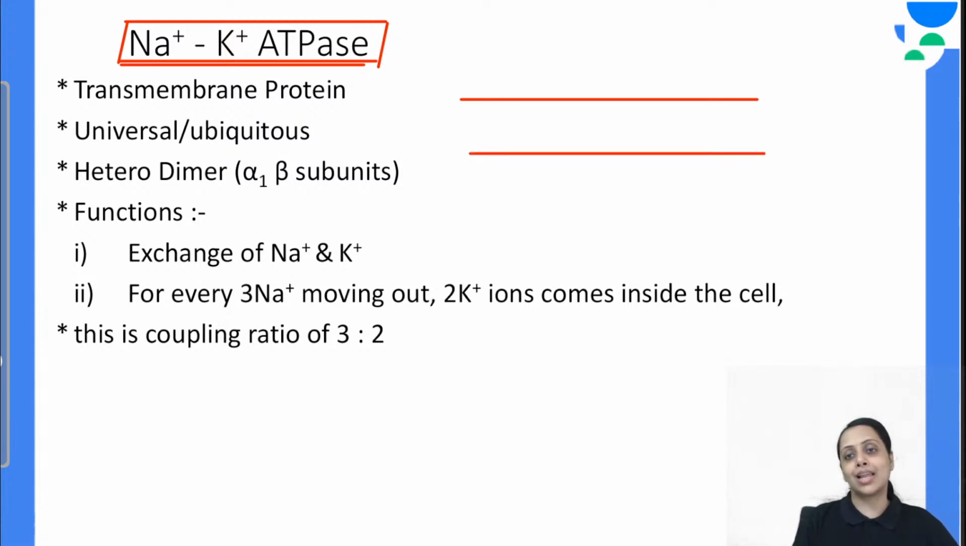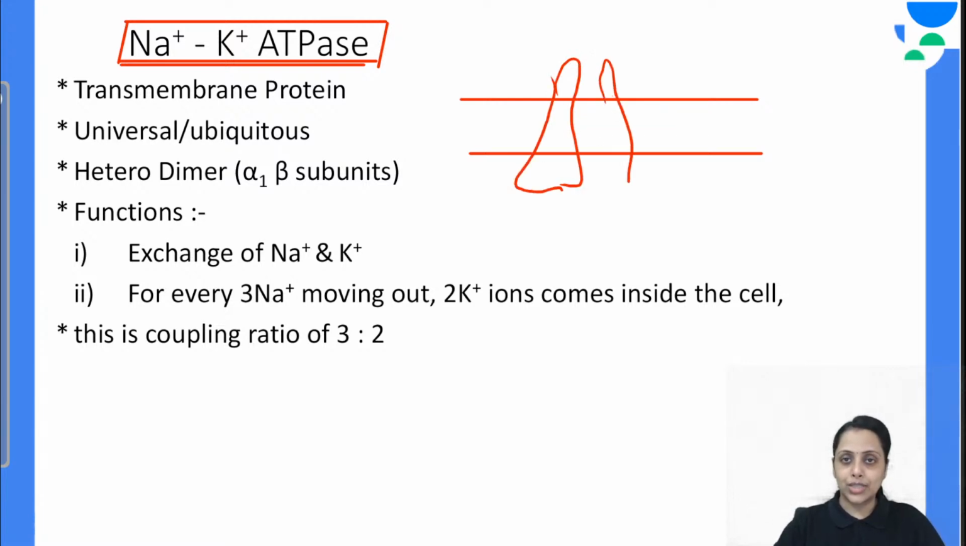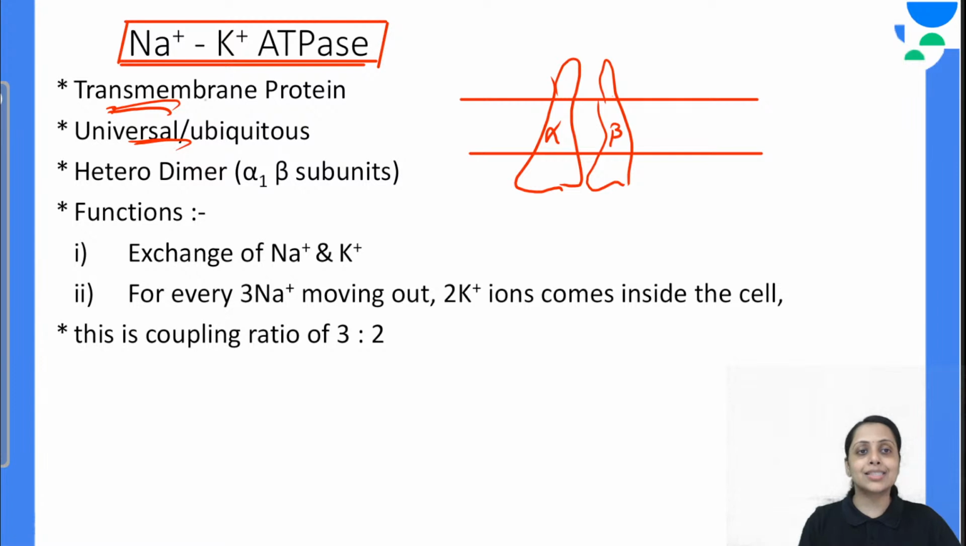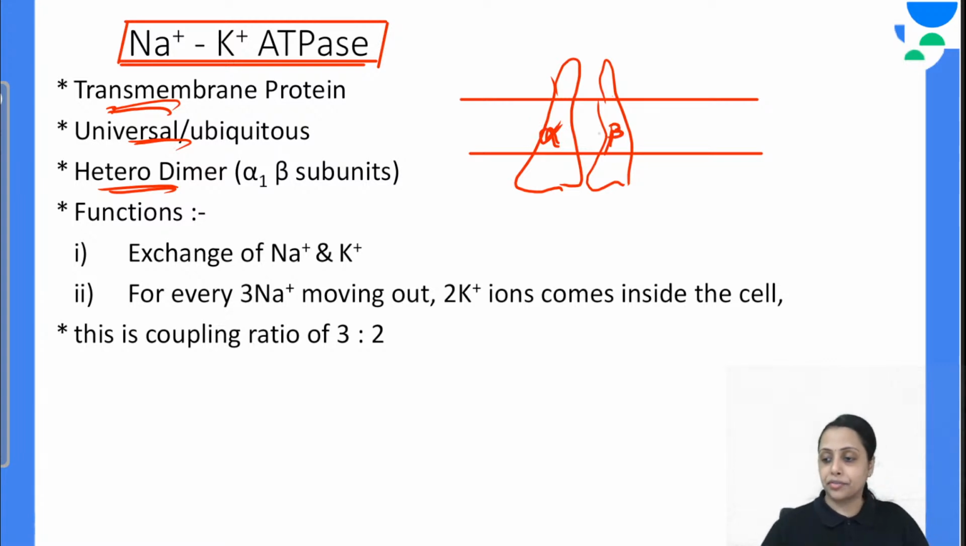Suppose this is a cell membrane. So this sodium potassium pump is crossing our whole membrane. So that's why they are the classical example of a transmembrane protein. They are universal because they are ubiquitous, present in all cells. They are known as a heterodimer because it is made up of two units, alpha and beta, and both units are different.